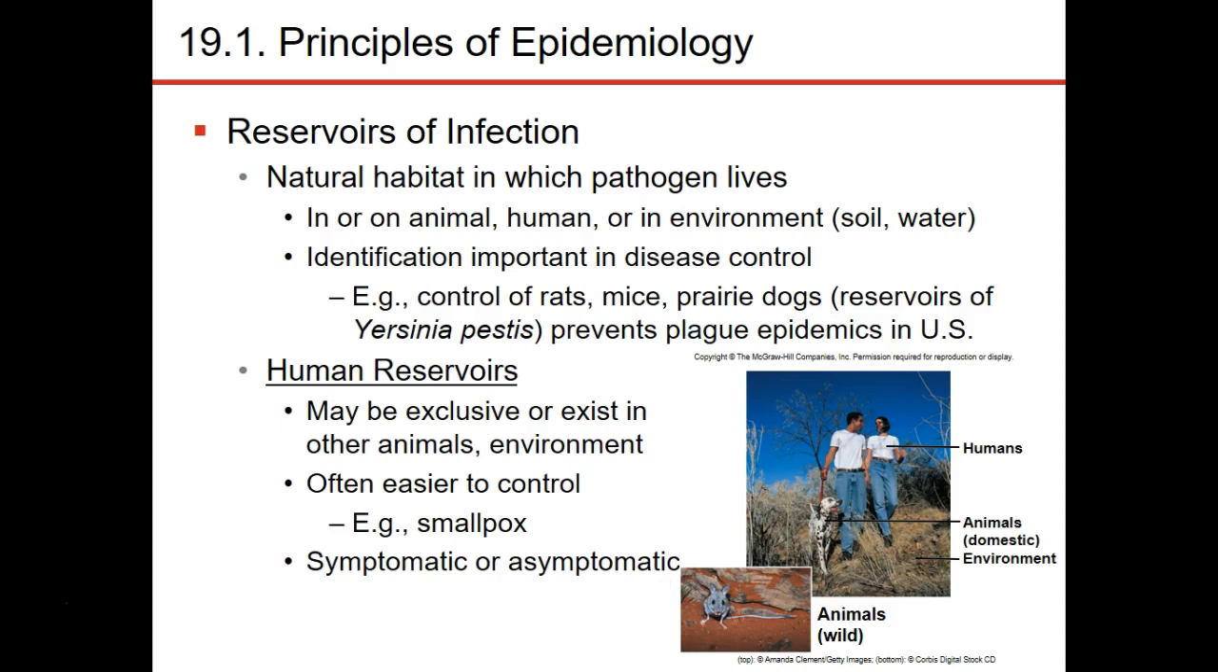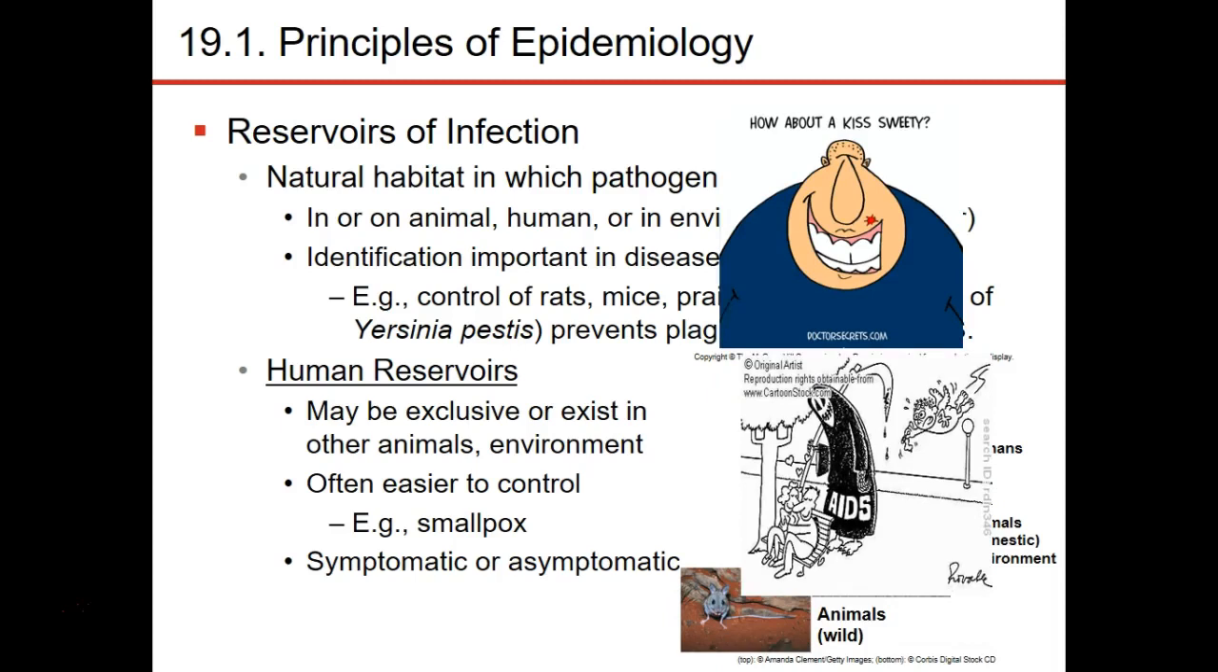So a reservoir for an infection is the natural habitat. The natural habitat could be in a human or a non-human animal. It can be found in the ground or on the ground in more natural areas like dirt, soil, water. If the reservoir is natural, it's going to be a lot harder to control. If the reservoir is an animal like rats or mosquitoes, then we're able to control them a little bit easier.